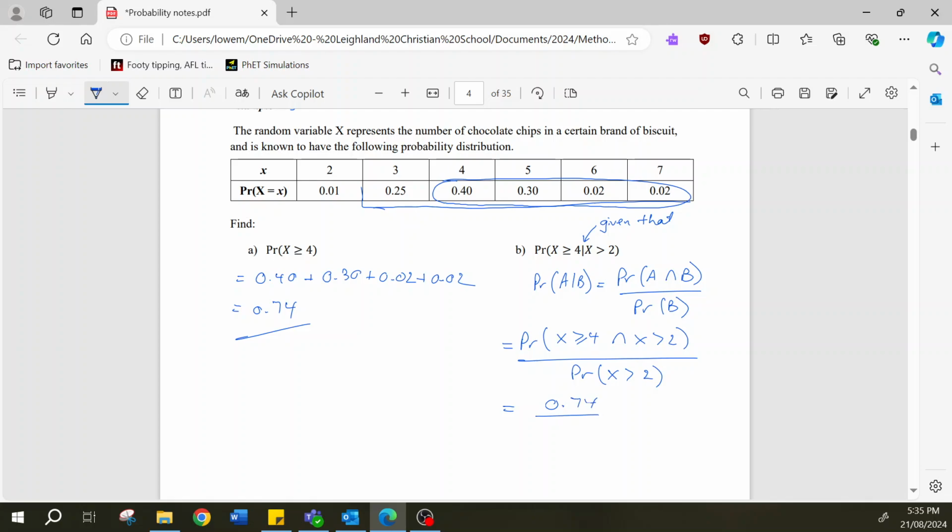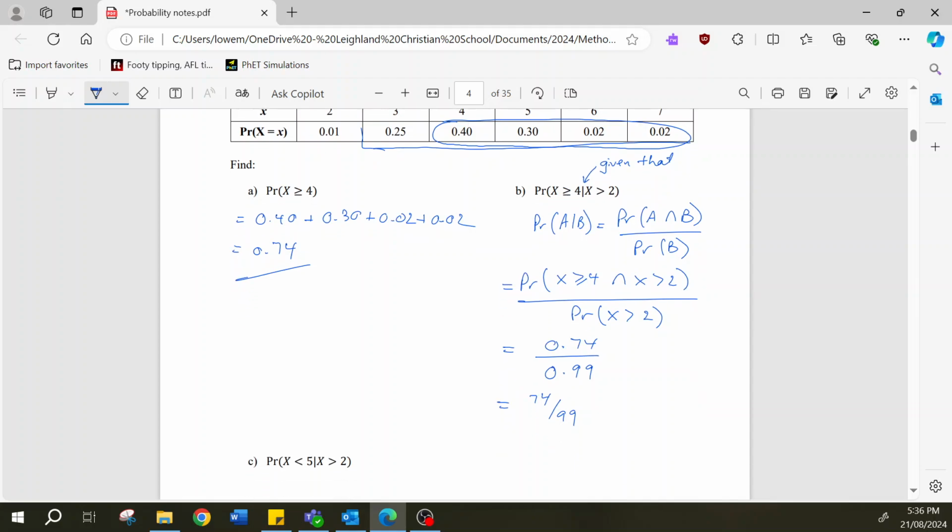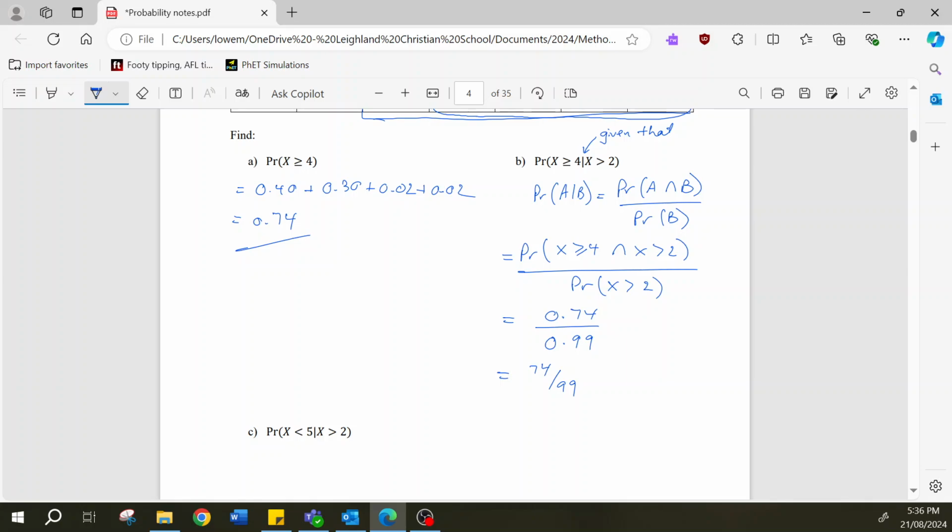Divide that by the probability that x is greater than 2. X being greater than 2 will be 1 minus the probability x equals 2. So that's going to be 0.99, which should be the same as 74 over 99. You could give a decimal answer as well, but it will be rounded, and obviously it's very close to 0.75. We can just leave it as that fraction.